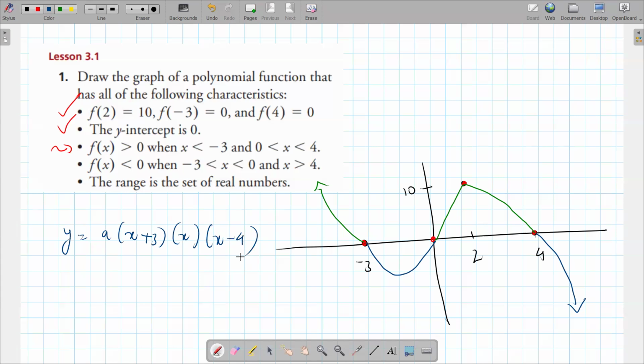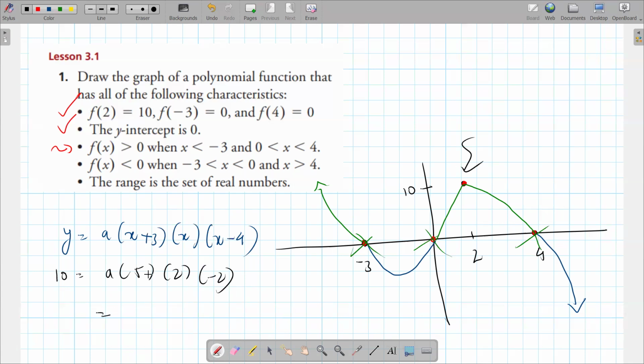Now, to answer the question, what's the equation? We also need to find the a value. To find the a value, you plug in any point that's not an x-intercept. You're not allowed to plug these in, because if you plug the x-intercept in, you'll be multiplying by a 0, and then you get something like a equals 3 over 0, which is something weird. So you cannot plug in the x-intercepts. It has to be a point that is not an x-intercept. So the only thing we can plug in is (2, 10). So when x is 2, the y is 10.